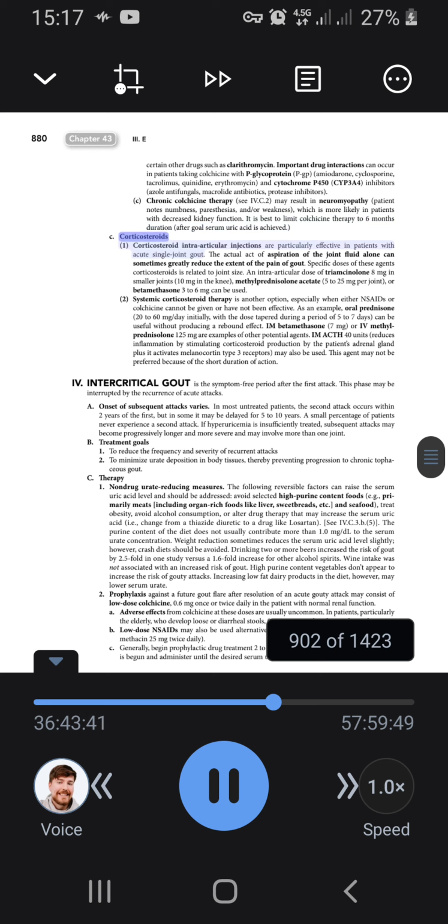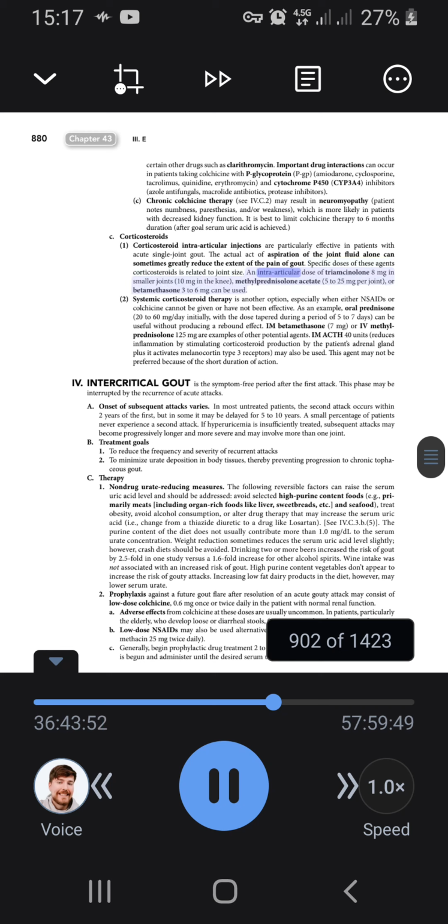C. Corticosteroids. Corticosteroid intra-articular injections are particularly effective in patients with acute single-joint gout. The actual act of aspiration of the joint fluid alone can sometimes greatly reduce the extent of the pain of gout. Specific doses of these agents, corticosteroids, are related to joint size.